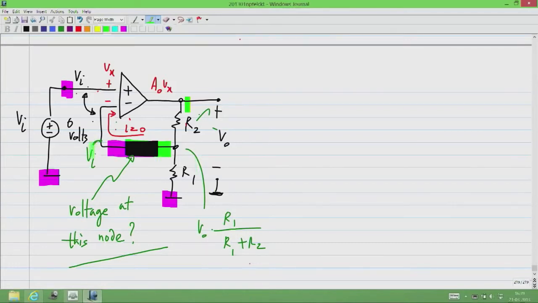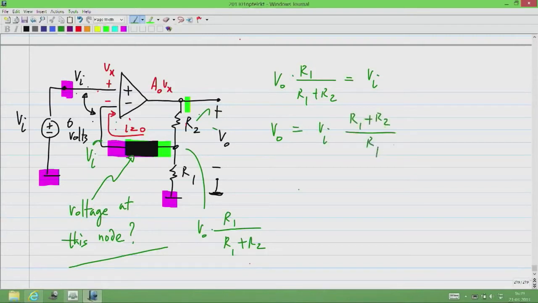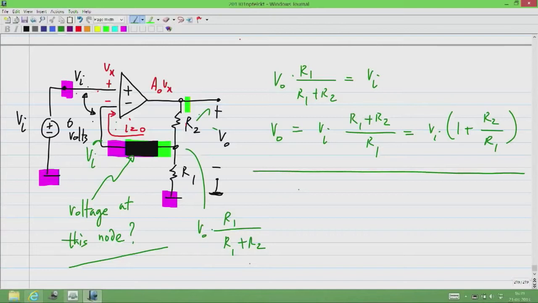So clearly, whatever we derive for the same node from two different methods has to be equal to each other. So that means that V0 times R1 by R1 plus R2 equals Vi, or V0 equals Vi times R1 plus R2 by R1, or Vi times 1 plus R2 by R1. Okay, so I hope this part is clear.